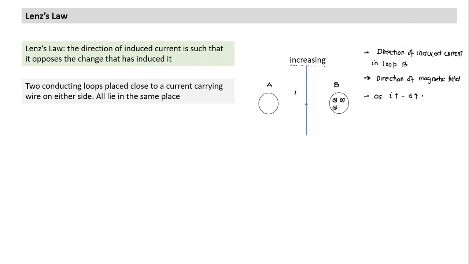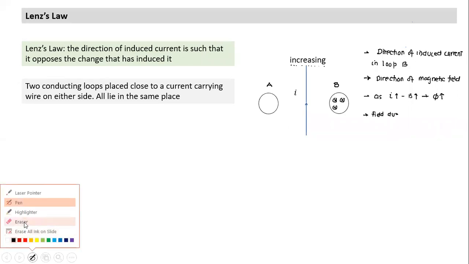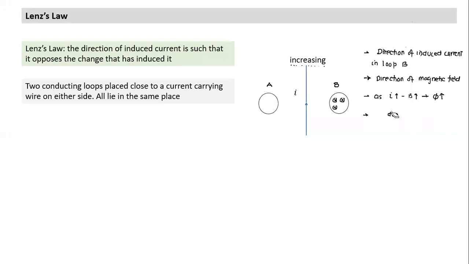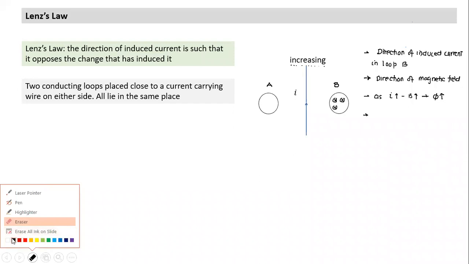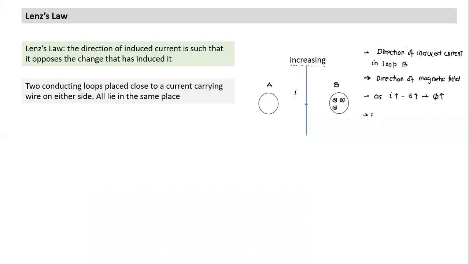Then what is happening? As current increases, B also will increase. As B increases, phi also will increase. If phi increases, what is the next logical step? The induced field should oppose it. The induced field must be in the opposite direction, and only then is it opposing. It is increasing, so it will oppose the increase by creating something in the opposite sense. Hence, this implies Bi must be in the opposite sense.